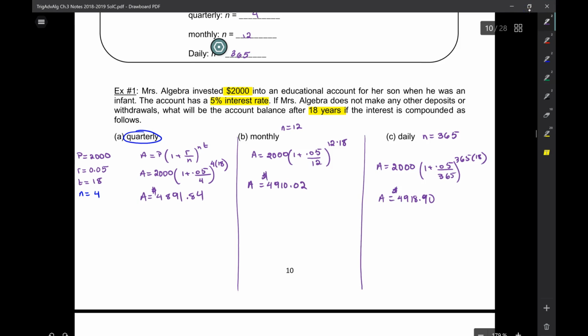All right, so look at what happened. Here you were being paid 4 times and it was 4,891. And here, it's 918. So over the 18 years, the difference between being paid monthly and daily is $8.88. $8.88 over 18 years, right? So look at that. That's how this formula works. Whereas you think it's just going to grow forever, but it levels off.